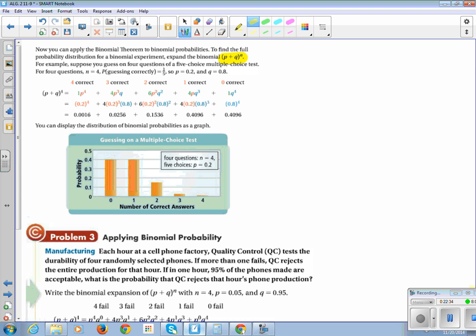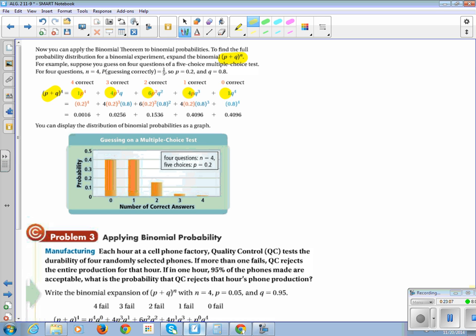So we are going to use a binomial expansion. So taking the 1, 4, 6, 4, 1, this should look familiar. Do you remember that from, if there's 4 trials, it's 4 choose 0, 4 choose 1, 4 choose 2, 4 choose 3, 4 choose 4.